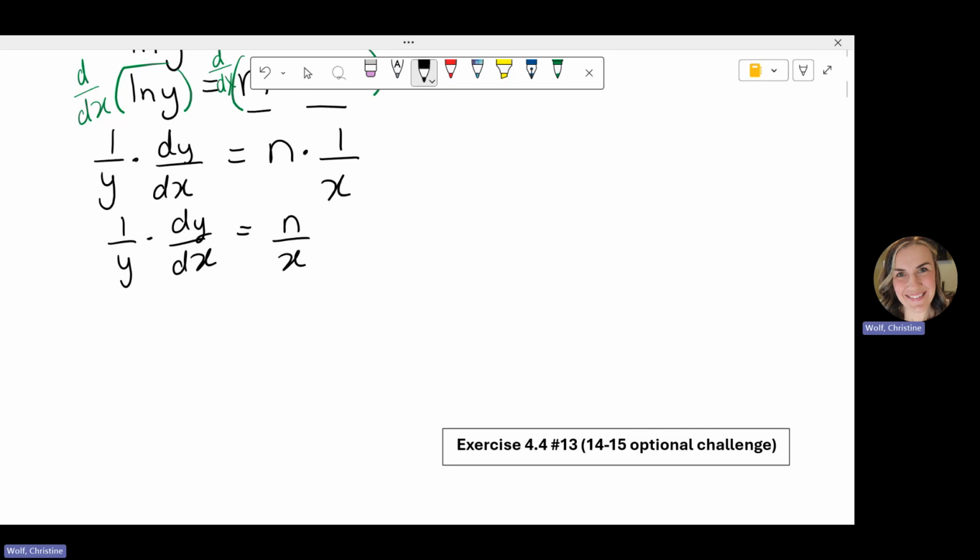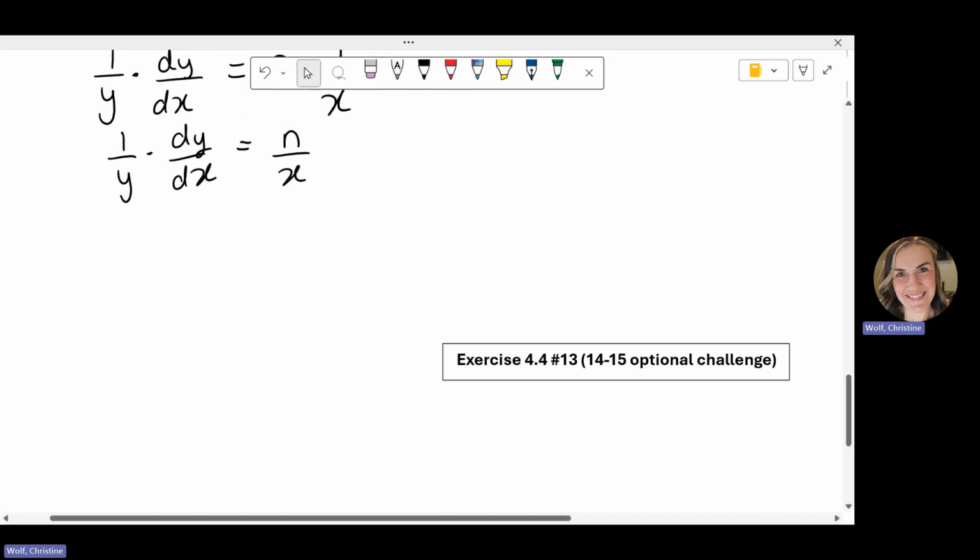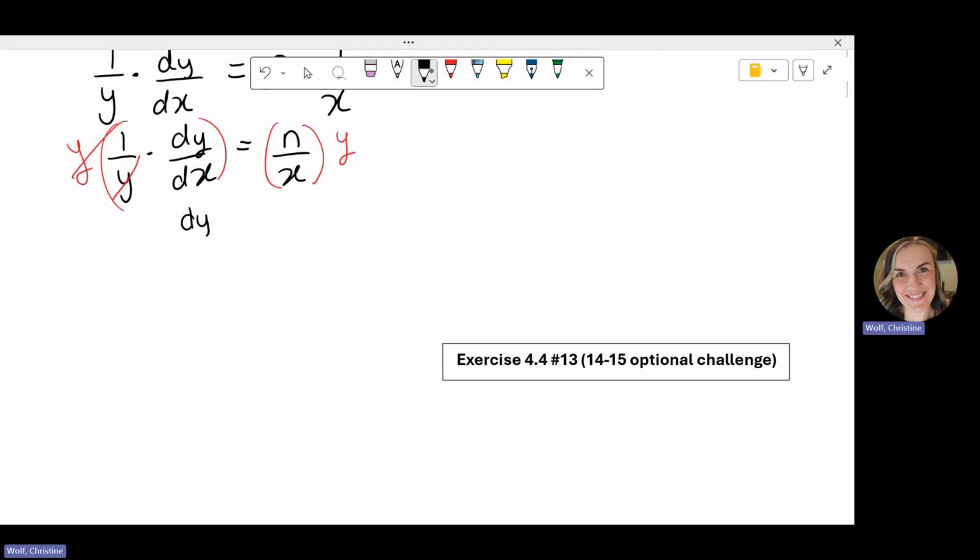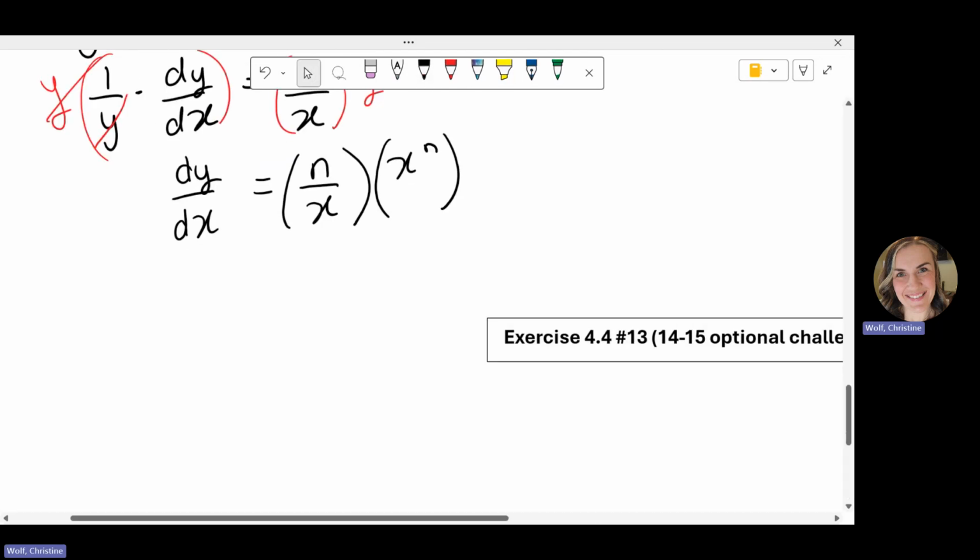At this point, what did we always do? We multiplied by y so I could cancel and isolate. So now I have dy over dx isolated. Then what did I always do? I always replaced y with the original expression. So none of this proof is actually anything new. We just did 4 really hard examples of it.